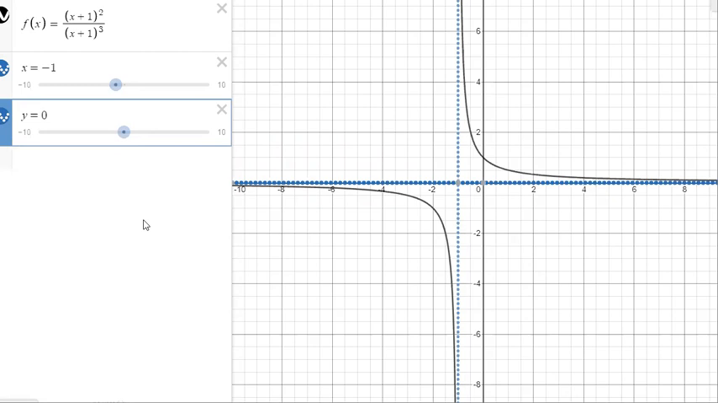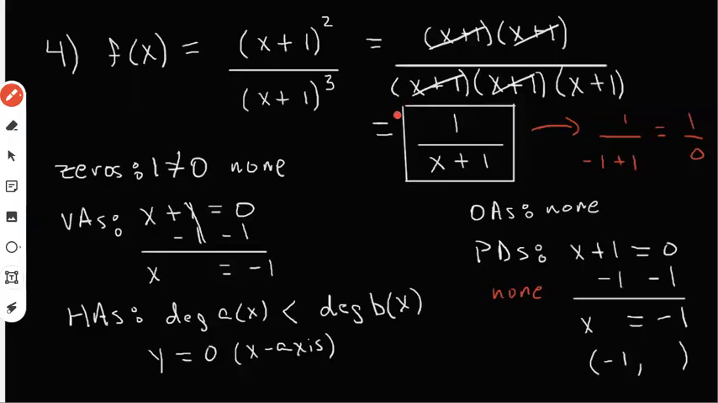And then the last two things that we wanted to look at, did it have any oblique asymptotes? No, so I don't worry about that. Any holes in the graph? No, there are no holes in the graph. There's a vertical asymptote there anyway, so there wouldn't be a hole to speak of. All right, so that is number 4. I'll leave that up there for a minute, and then we'll move on to the last one.